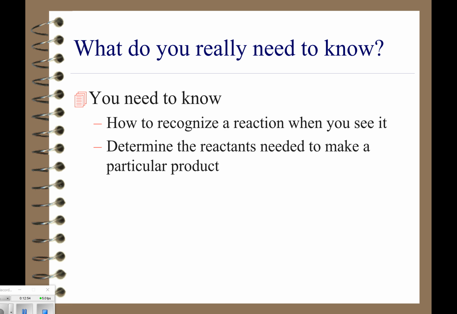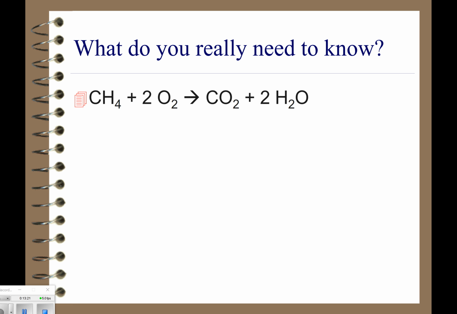And I kind of threw a lot at you there, and we're just going to review a little bit of these and what you really need to know. You need to know how to recognize a reaction when you see it. This can be done by looking at reactants or products, sometimes looking to see what catalyst is being used to indicate what reaction it might be. And then you should also be able to determine the reactants needed to make a particular product. And that is a little bit harder to do.